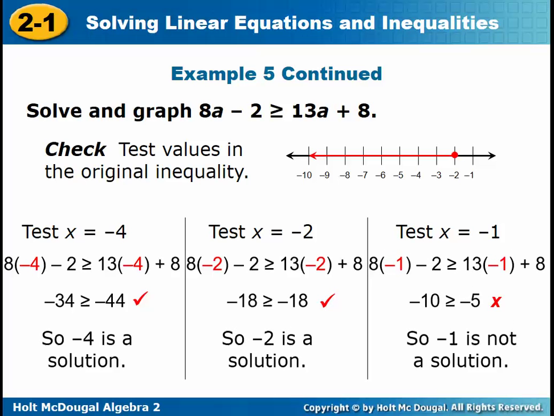So they're checking this is their graph. And then to check it, they checked negative 4, which is right here. They checked negative 2 to make sure they were using the right kind of dot. And then they checked negative 1. You do not have to do this on your worksheet.